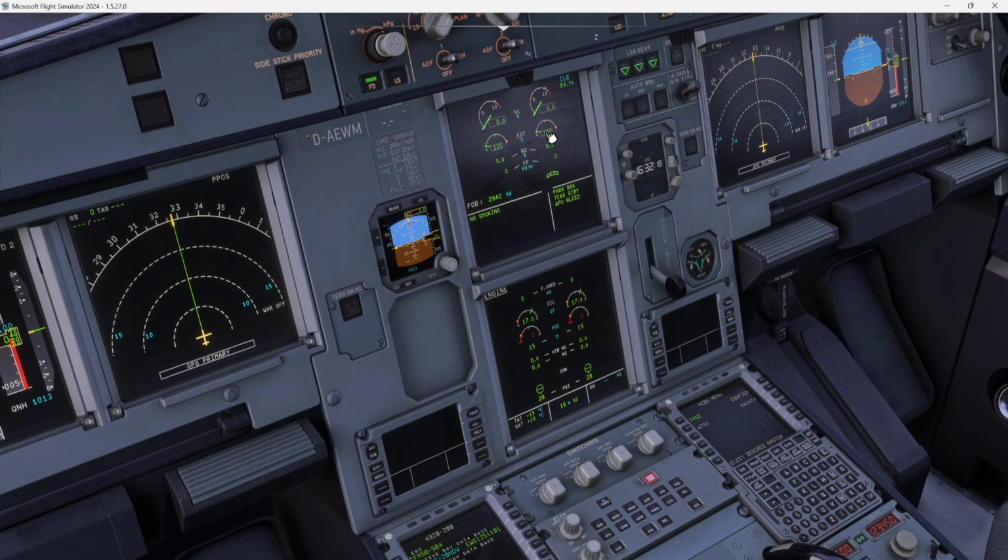If EGT goes above 725 degrees Celsius, it means the engine is overstressed, and if it goes below, it means the engine is not producing enough thrust. But fortunately we have the FADEC that is going to monitor everything, and if we have any problem, we are going to see it in the ECAM memo.